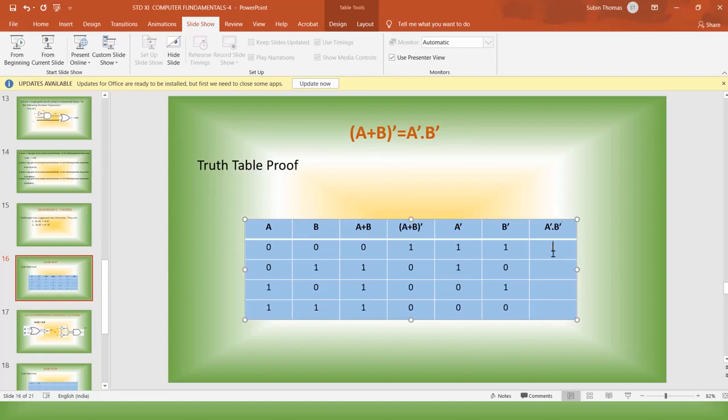Yes. So here it is 1 and the next input is 1 and 0. So the output will be 1. Here also the output is 0, and here also the output is 0, and here also the output will be 0.